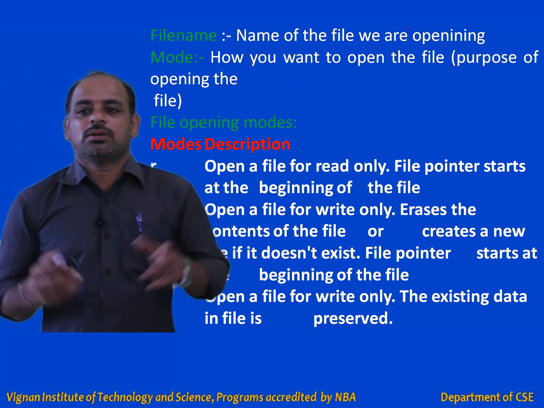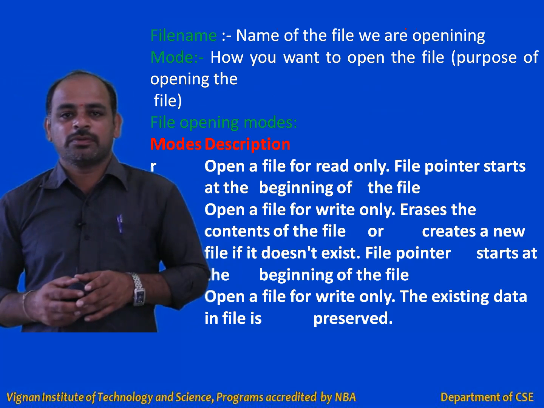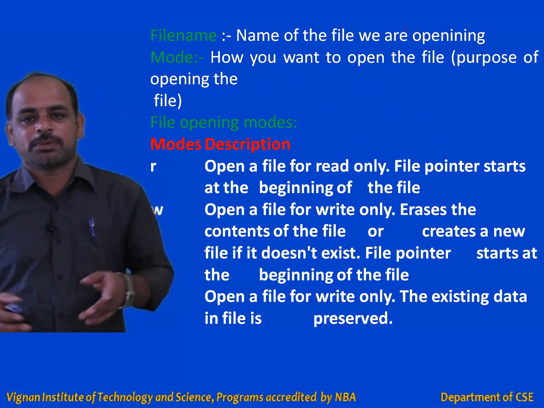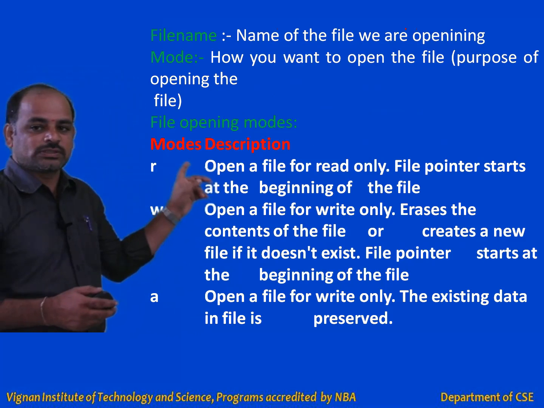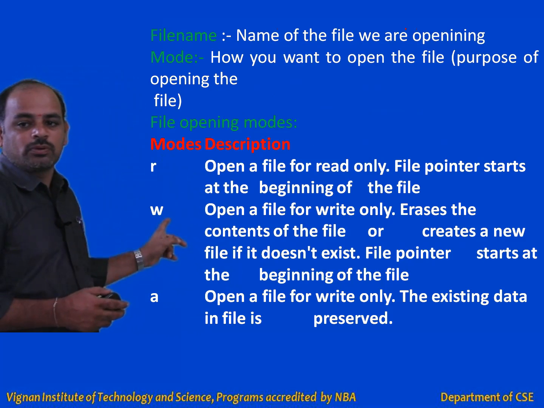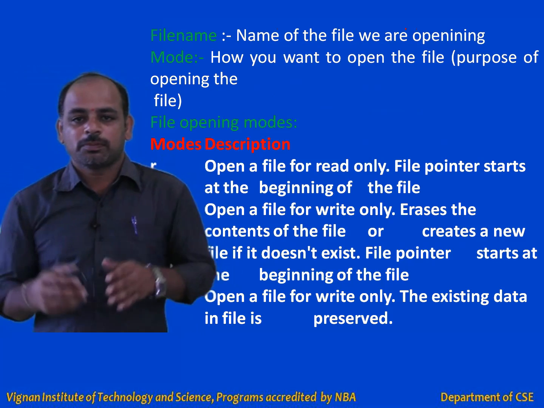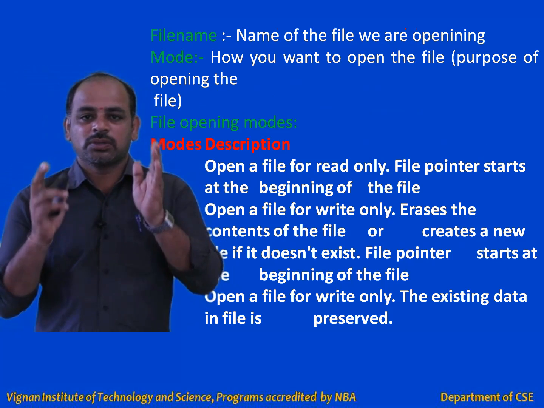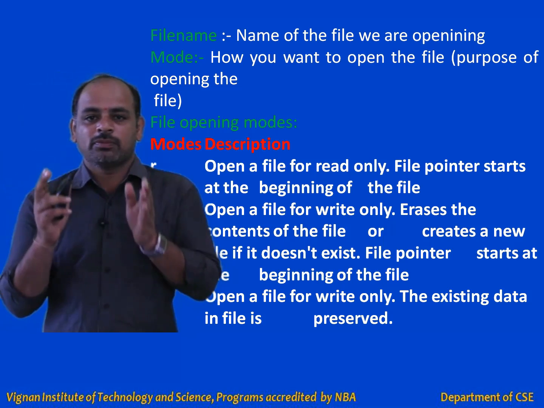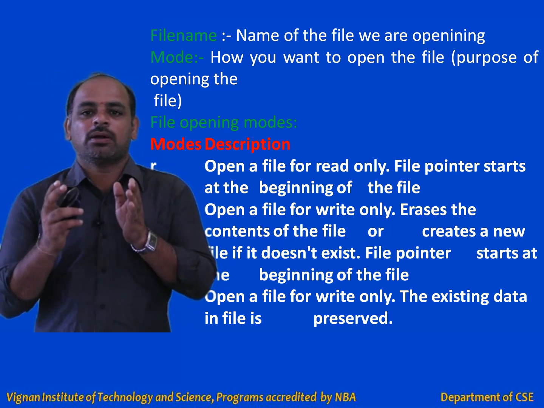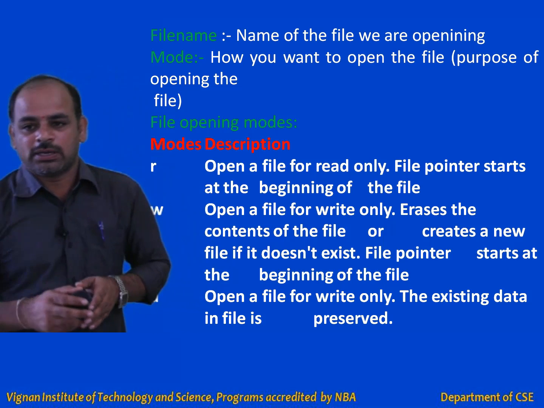Now you can see here, I already explained the file name, the name of the file which we want to open. Next, mode: for what purpose you want to open the file. For mode there are various modes. You can see in this slide: read mode, write mode, append mode. Read means you want to open the file to perform a read operation, that means you can only read the data from that file. When we want to open a file in read mode, that file must already exist. Otherwise, you will get an error while opening the file.